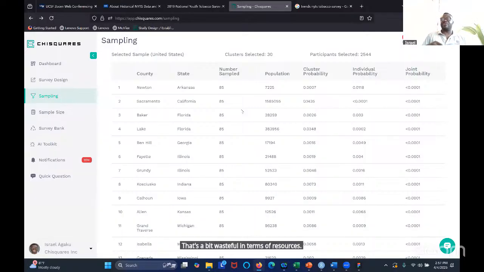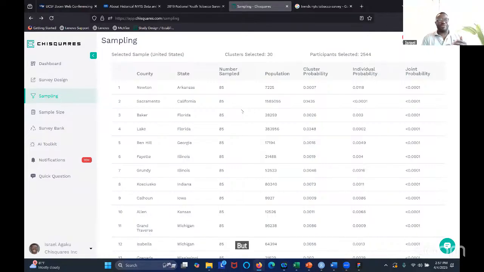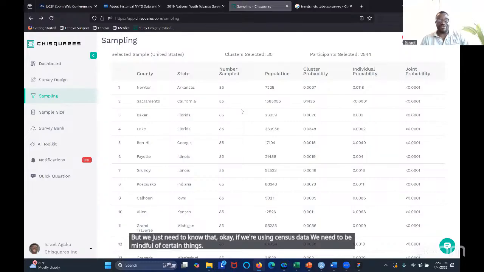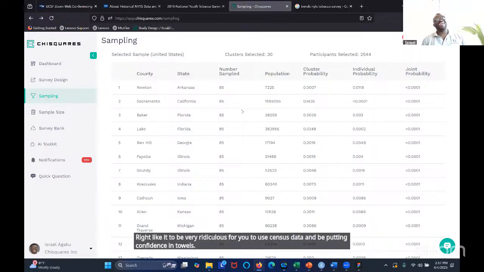Now, if we already have existing data and we're using them, that's a different issue, right? But we just need to know that, okay, if we're using census data, we need to be mindful of certain things, right? It would be very ridiculous for you to use census data and be putting confidence intervals. That would be quite funny, right?